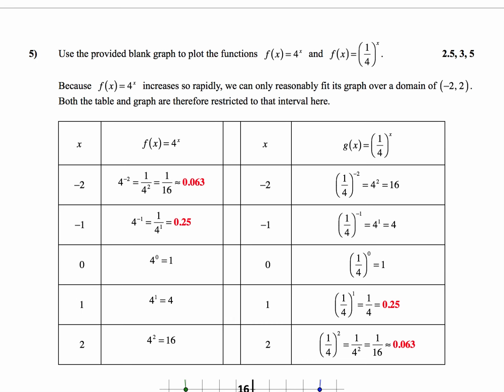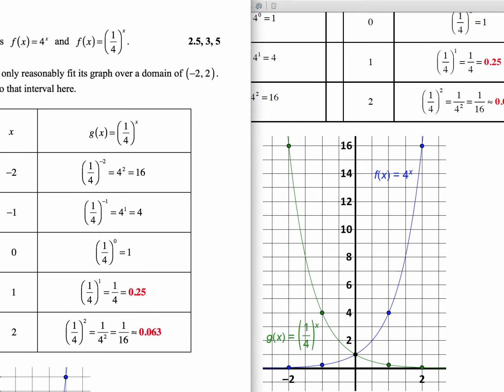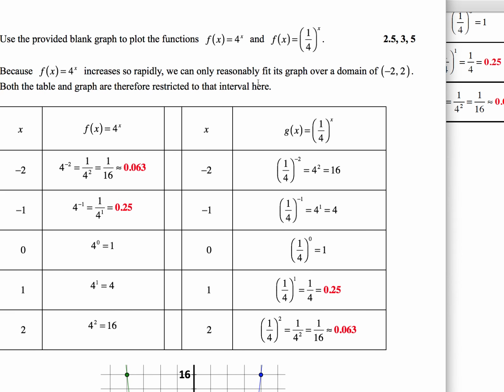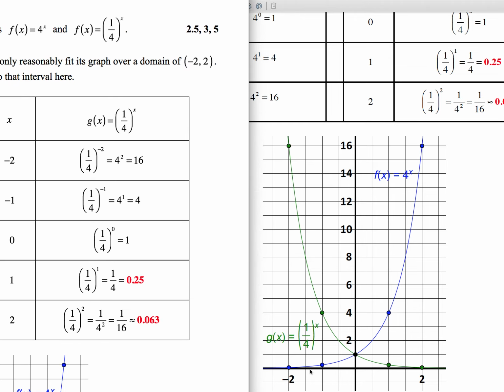And when we plot those points, and I forgot to mention that it says here that we can only reasonably fit the graph over a domain of -2 to 2. So then we see that when x is -2, y is 0.063 for the 4 to the x, and so on. And of course when x is 2, then y is 16. Our function value is 16.